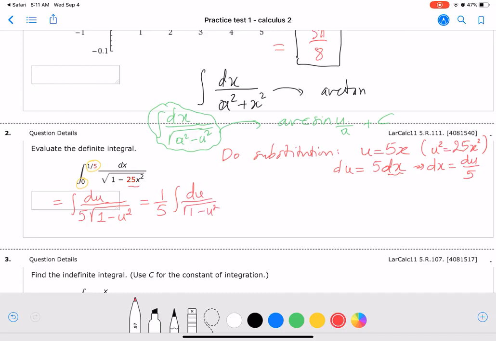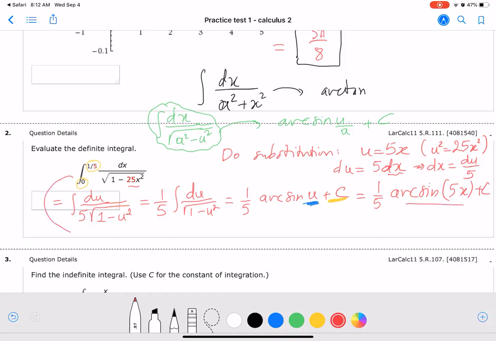And you can check the formula sheet. That is nothing but 1/5 arcsine of u plus c. Actually, for such a problem, I don't have to write c because after that we have to evaluate the definite integral. But anyway, let's do that. And then I have to plug the substitution back here. So I have 1/5 arcsine of 5x plus c. And now we can plug the integration limits into the last formula.